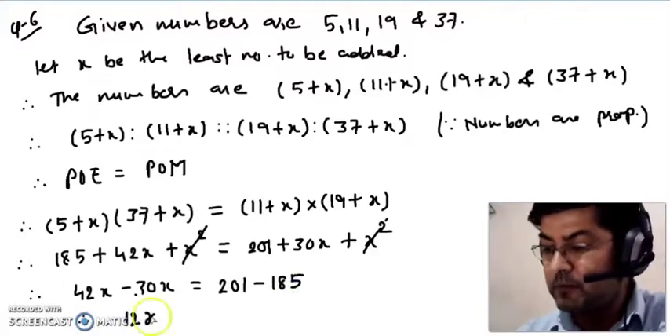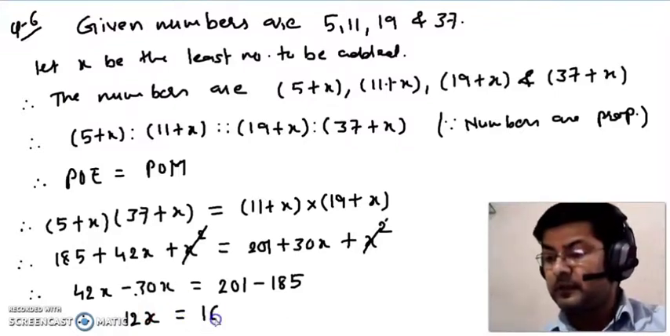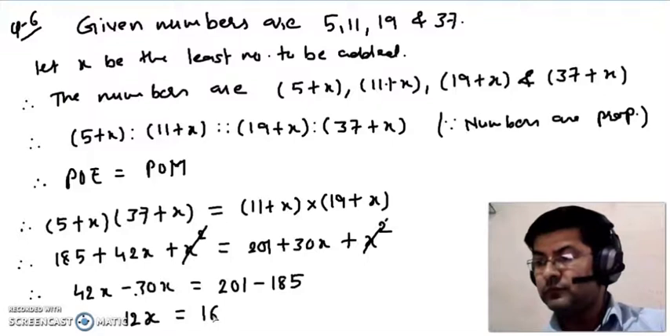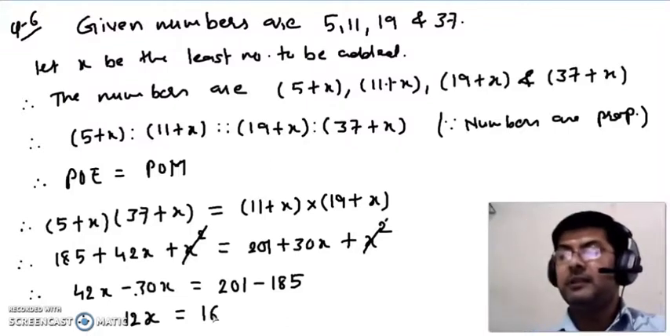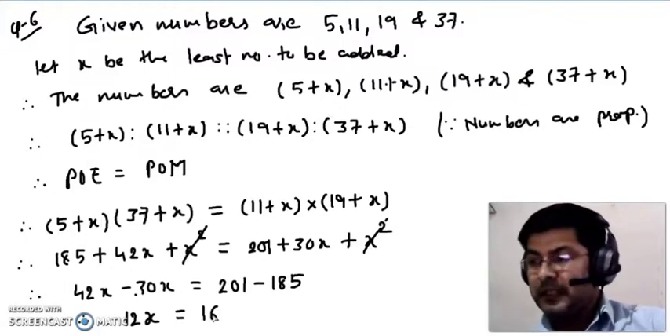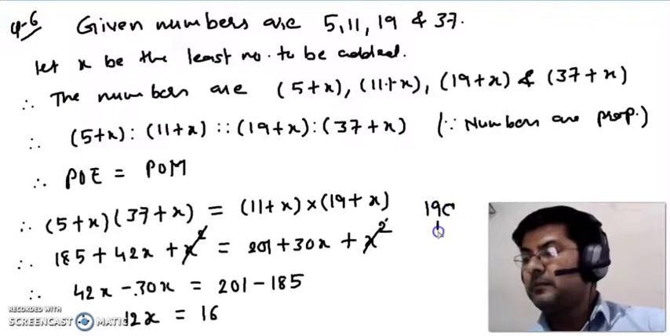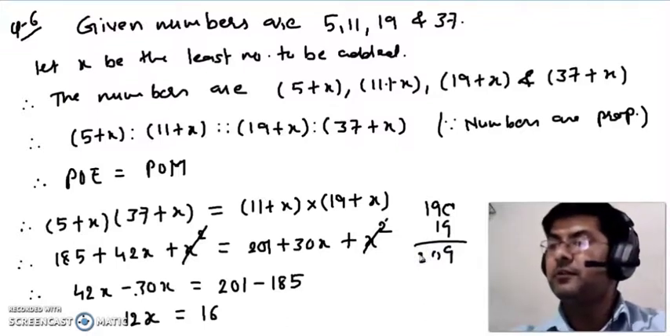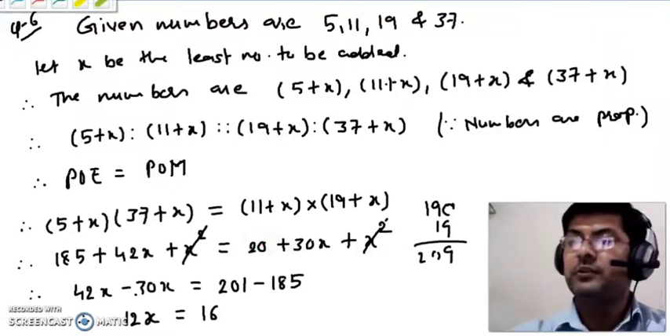Therefore 12x is equal to 16. Okay, a small mistake we have done. 19 times 11 will be 190 plus 19. Yes or no? 190 plus 19, so 209. So by mistake we wrote something else over here. Let us correct this mistake by writing 209 over here.